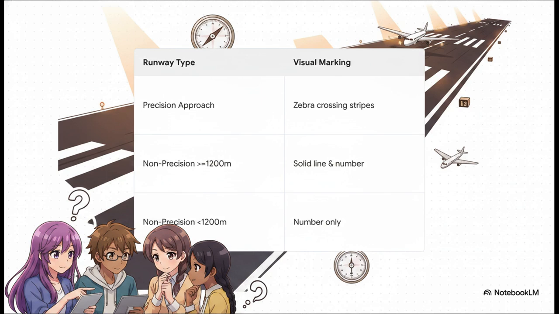The markings change based on the landing distance available, or LDA. If you've got over 1,200 meters to work with, you get a solid white line right before the runway number. But if it's a shorter strip, anything under 1,200 meters, you just get the runway number alone, no line. Definitely lock that distinction in your memory bank.